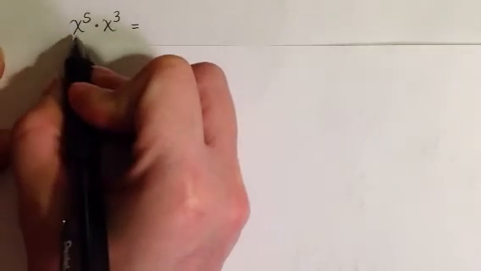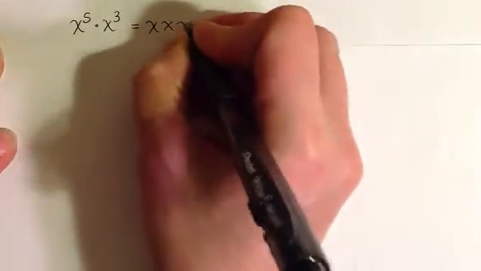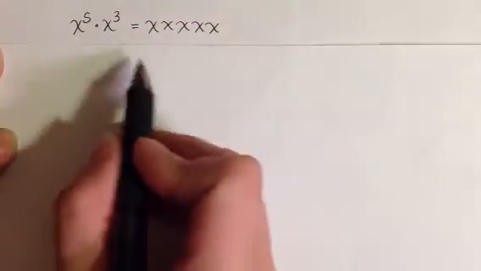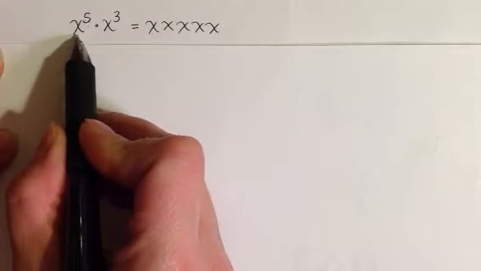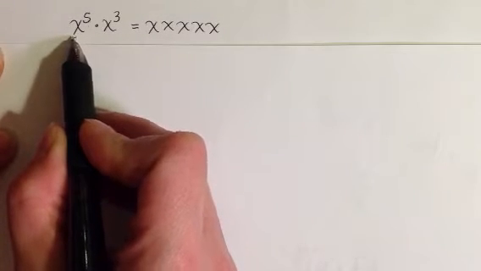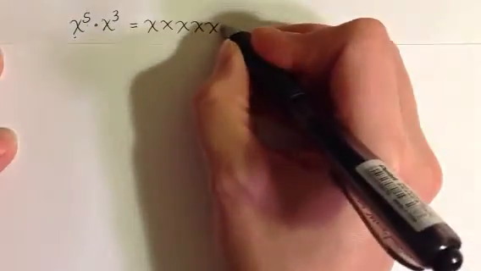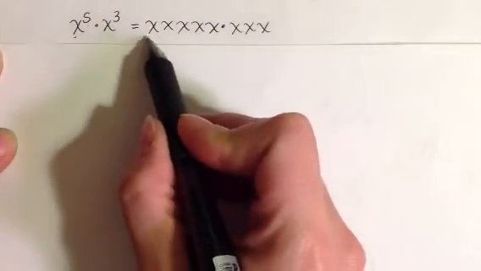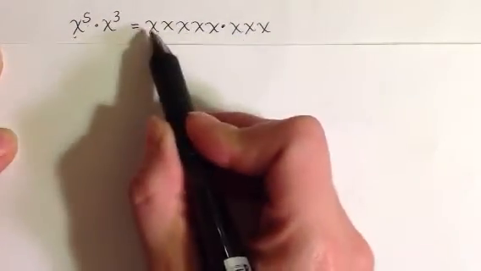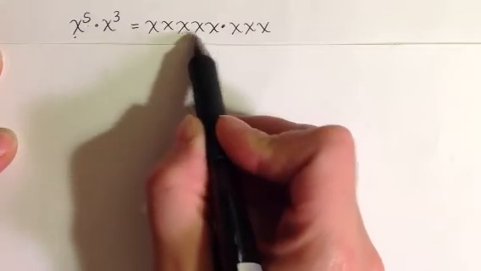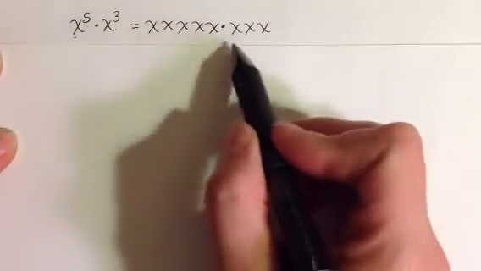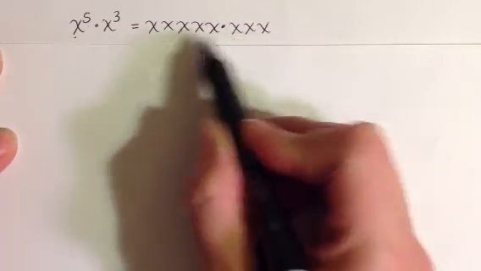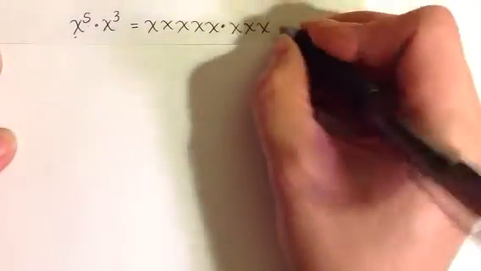I picture what this looks like, x to the fifth power. That's x times x times x times x times x. That's x to the fifth power. The power tells you how many times to multiply the base by itself. Times x to the third power, which is x times x times x. Since it's all the same base, I'm multiplying x by itself. 1, 2, 3, 4, 5, x to the fifth power, 6, 7, 8, a total of 8, x to the eighth power.